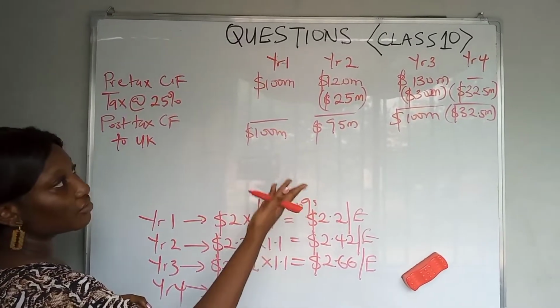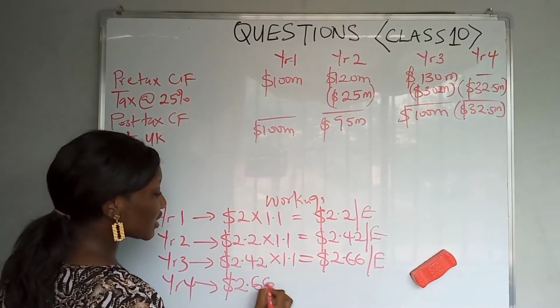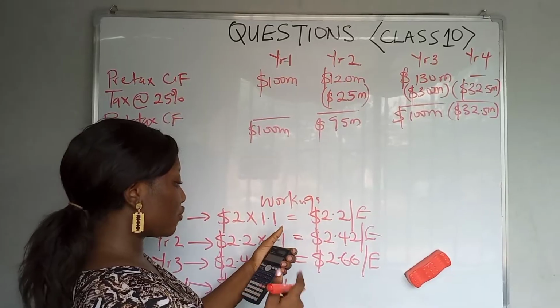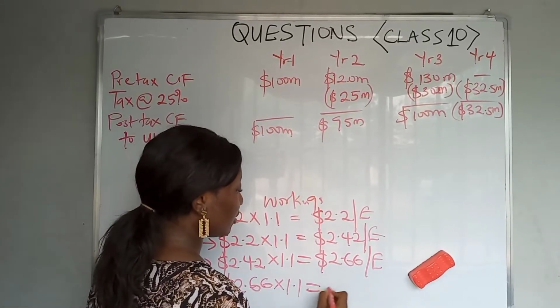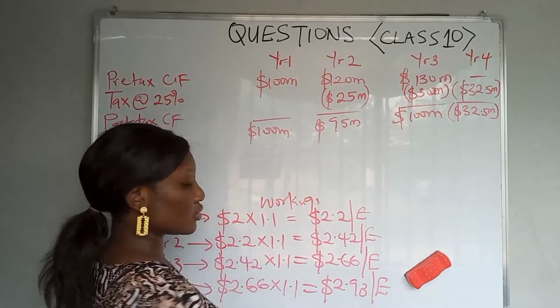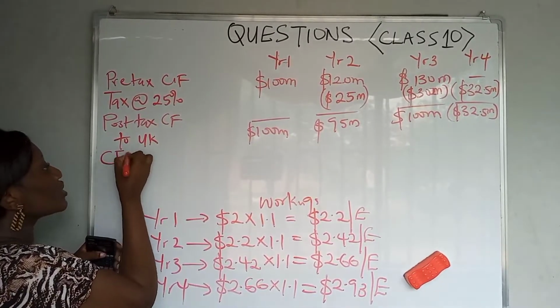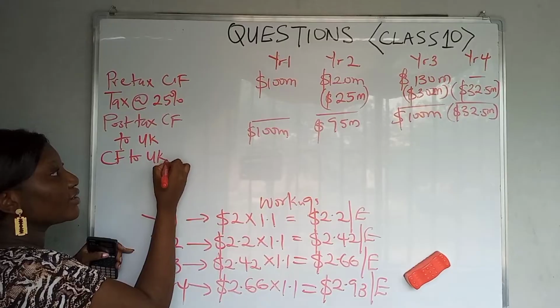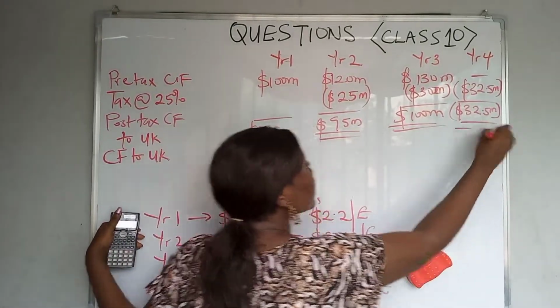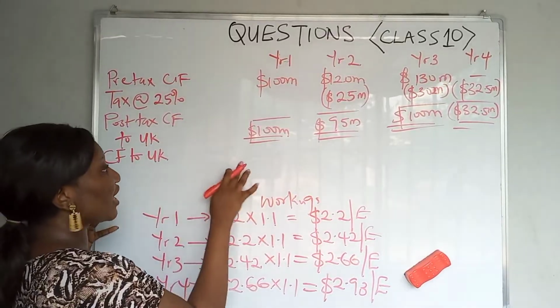Then by year 4 it will be... do we even need year 4? Okay, 2.66 multiplied by 1.1, and that will give you 2.93. I don't think we need this one. 2.93 to £1. You now say cash flows to UK. You just close this one. Close it. It means SACPA PLC will receive their cash in what?